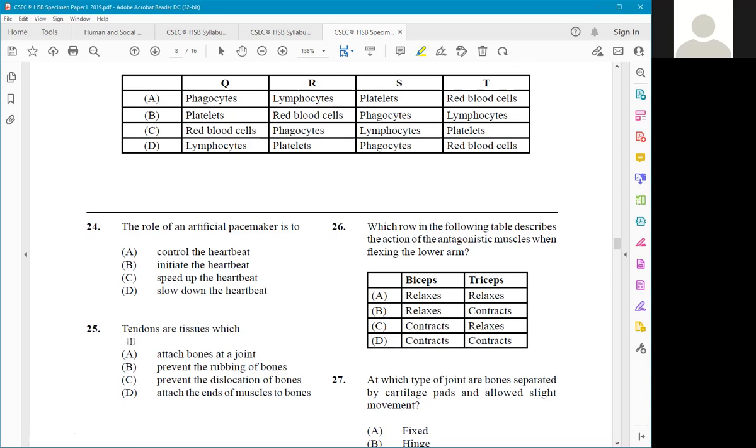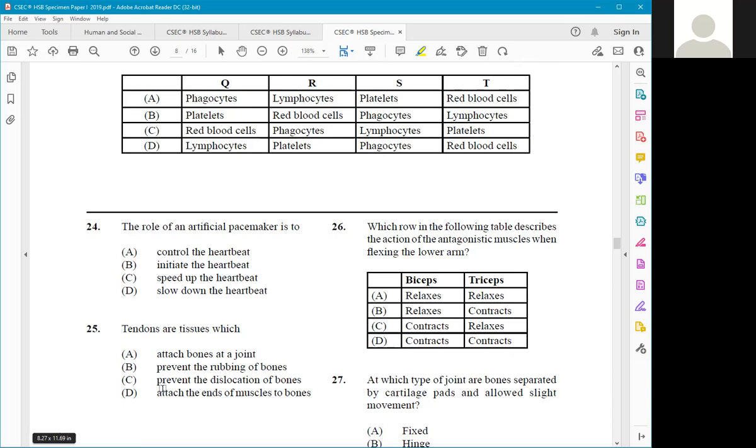Tendons are tissues which prevent the rubbing of bones. That sounds like cartilage. Tendons are tissues which prevent the dislocation of bones. That sounds like ligaments again. Tendons are tissues which attach the ends of muscles to bones. That is the correct answer, because tendons join muscles to bones. So D is the correct answer for number 25.